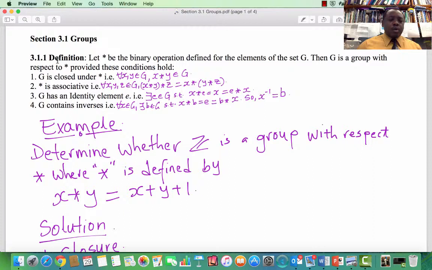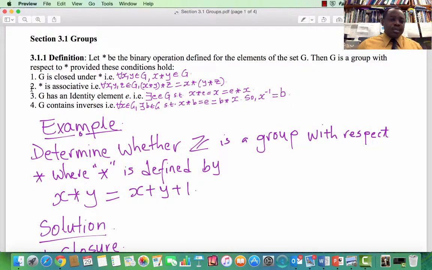Section 3.1, Definition of a Group. Subsection 3.1.1, Definition. Let star be the binary operation defined for the elements of a set G. We say that G is a group if the following conditions hold. Number one, G is closed under the operation star, i.e., for every two elements x, y in G, x star y is an element in G.